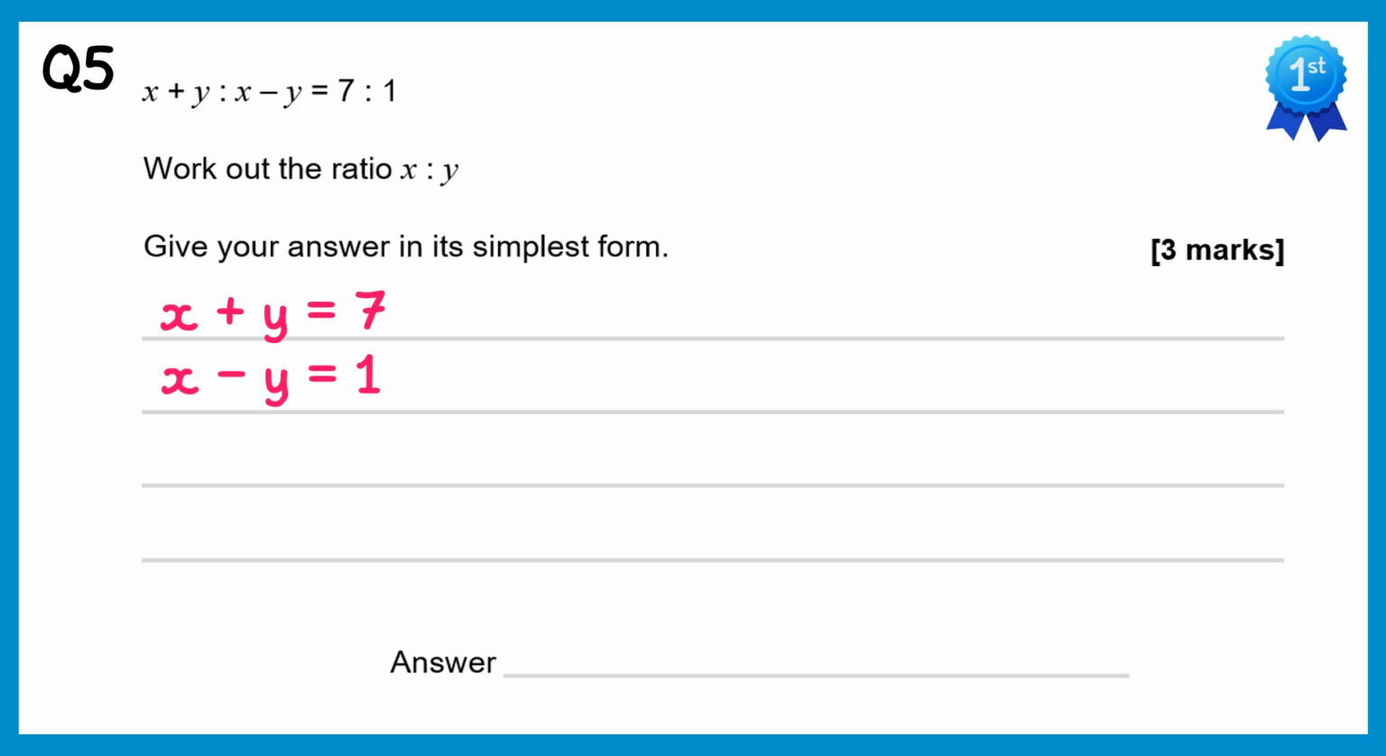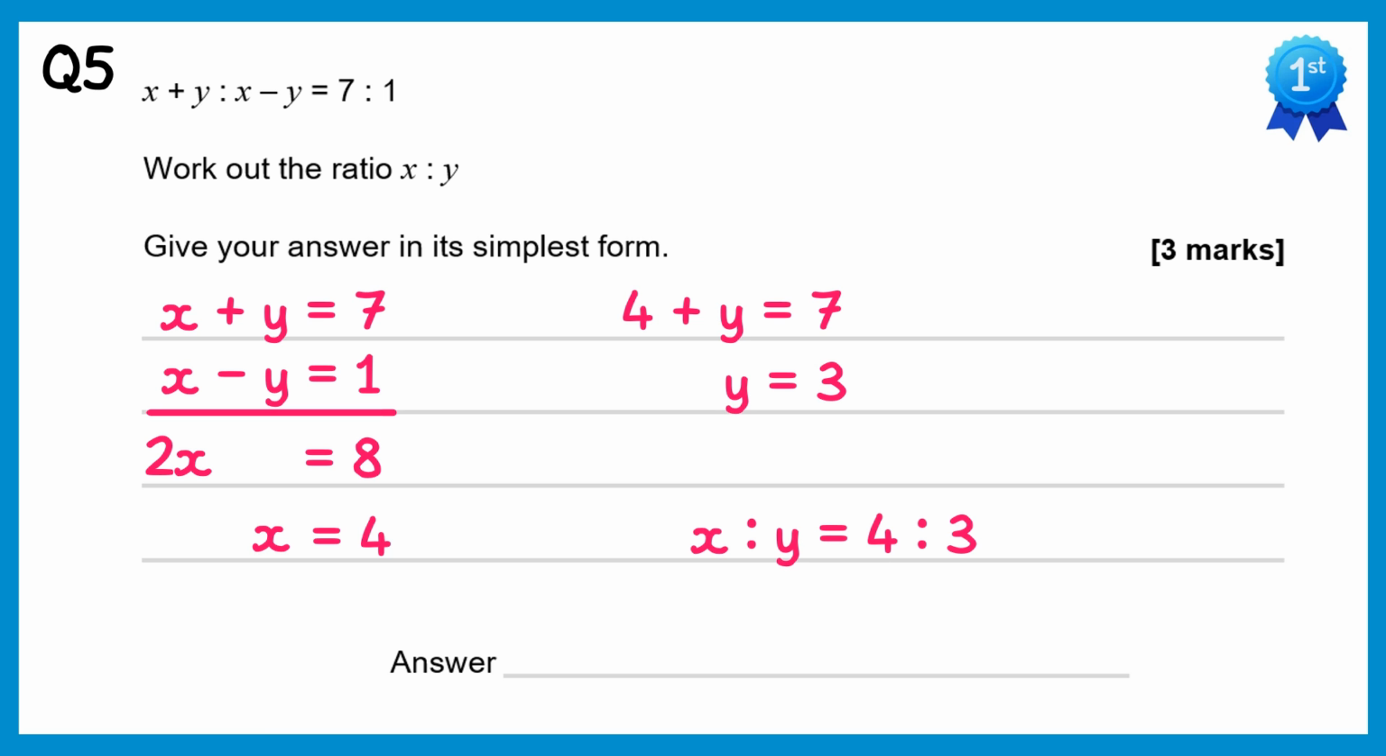We now just have some simple simultaneous equations to solve. If we add the equations together, we get x plus x, which is 2x, y plus negative y gives you 0, and then 7 plus 1 gives you 8. Then we can divide both sides by 2 to get x equals 4. If we then substitute this x value into one of our equations, I'm going to go for the first one, then instead of x plus y equals 7, it's 4 plus y equals 7, which gives you a y value of 3. This means if I was going to write the ratio of x to y, it would equal 4 to 3, which is the answer to the question.